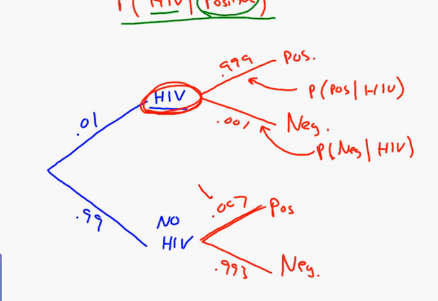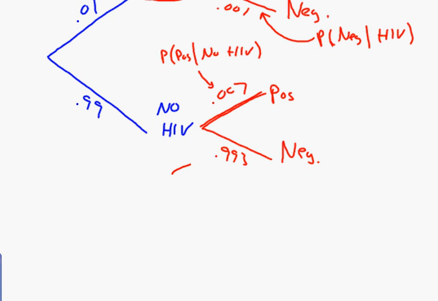So I'll write this the following way. The probability of a positive test result given no HIV. And this is the probability of a negative test result given no HIV.